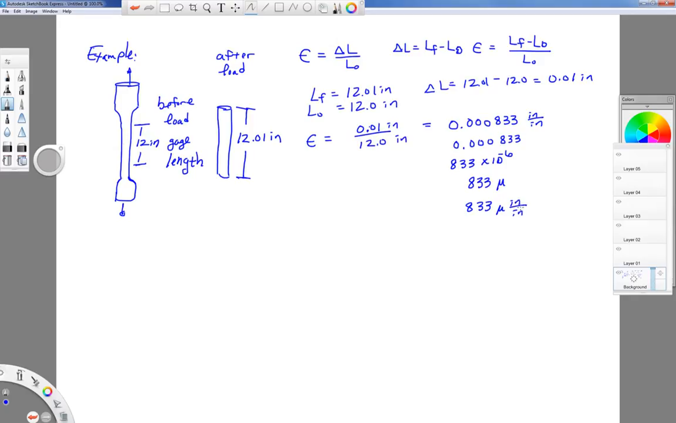Now, one thing I want to point out about extensional strain for most metals is they tend to be fairly small values. It's something times 10 to the minus 6, something times 10 to the minus 3. It's very typical of things like steels and aluminums, a lot of different engineering materials. And the reason why they're very small numbers is if the numbers get very big, the material will break before it has that much strain.